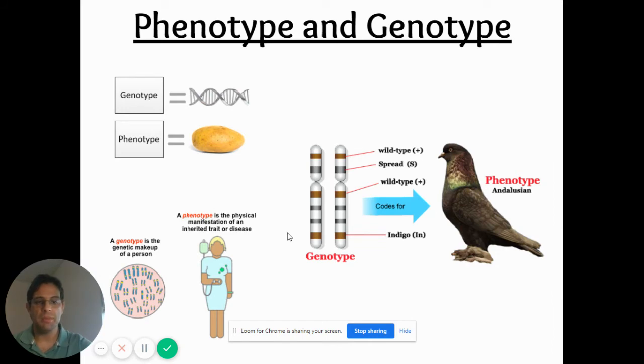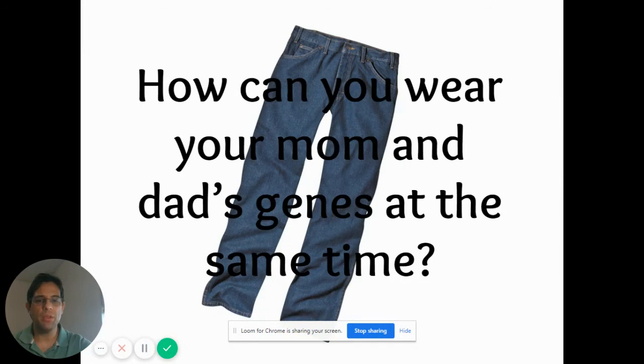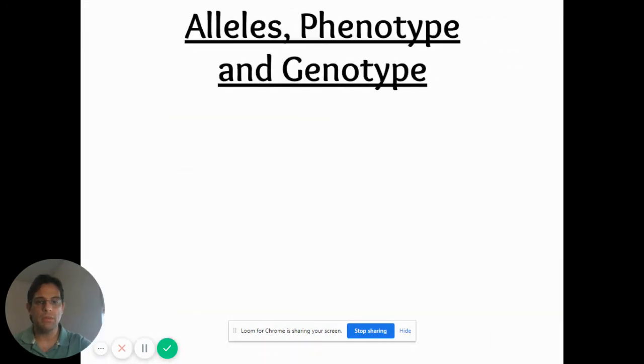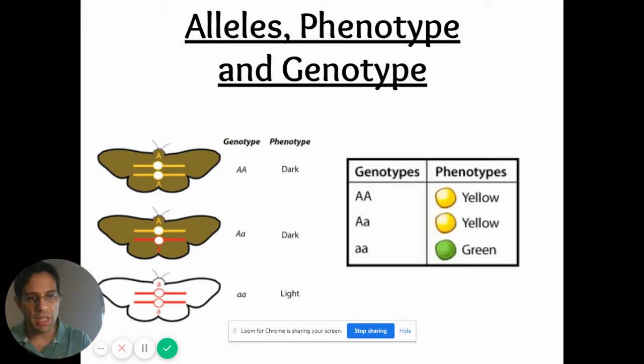In another example, the big question is, how can you wear your mom and dad's genes at the same time? Well, you can't. But we all know the chromosomes work in pairs, and now we understand that each one of the pair comes from each parent. So possibly you don't express both characters at the same time. That's why we're talking about dominance.